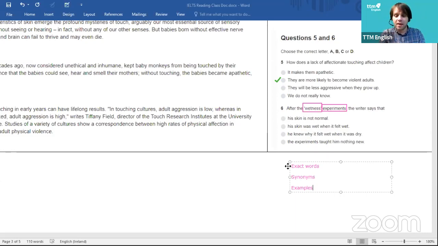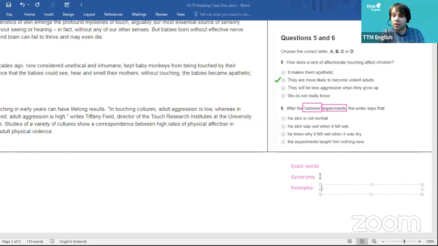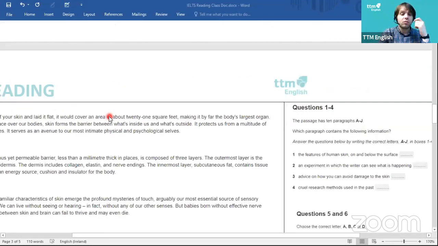So let's think about that then. Is there any examples here we might see? I don't think there's an example. It's not really a category, is it? Can anyone think of an example of an experiment? Research. That would be a synonym, research. I think here we've got no examples, but I'm going to reiterate, this is a really useful technique, looking for examples. Okay, wetness and experiments. Some kind of experiments regarding wetness.